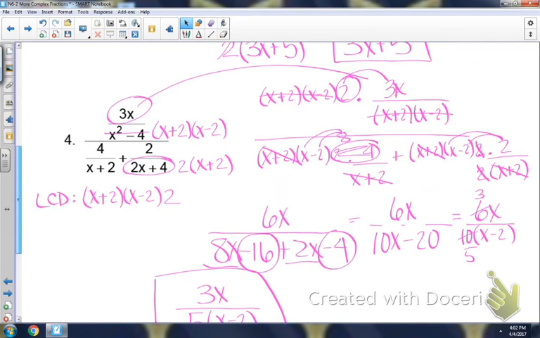Okay, so this was simplifying complex fractions. So in order to get rid of those fractions on top and fractions on bottom, you're finding the LCD and multiplying everything by it.